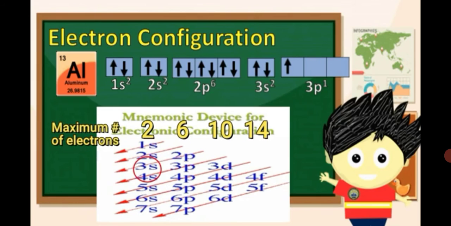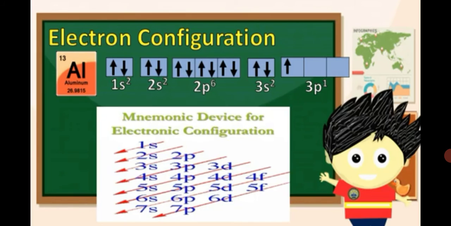3s2, 3p1. Kung i-add natin ang distribution ng electrons o yung mga numbers na naka-form as superscript, ito ay equal sa atomic number ng nasabing element. Gaya ng napapansin natin sa naging resulta ng electron configuration ng element na aluminum, ito ay nagkaroon ng unpaired electron sa pinakamataas na energy level nito na 3p.